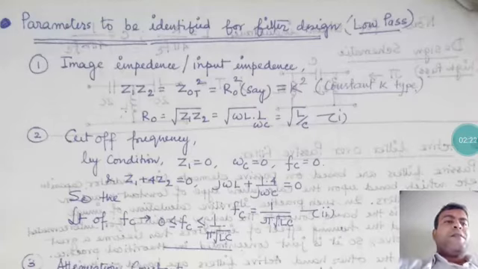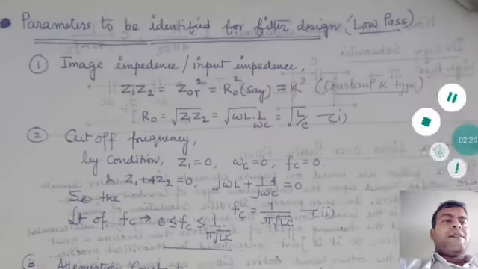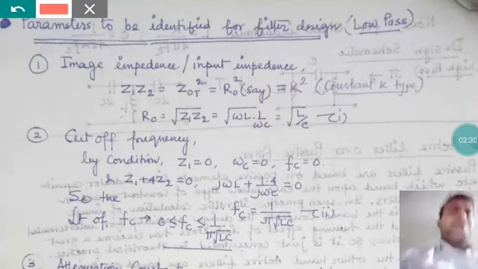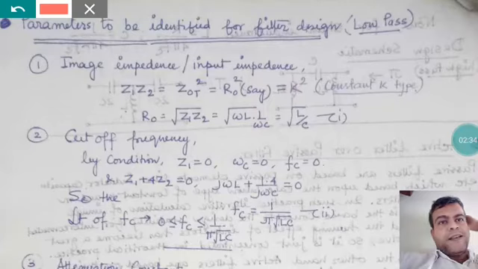Well, the next part is called the cutoff frequency. So what is the cutoff frequency? It is a particular point from where the pass band shifts to the stop band, or the stop band shifts to the pass band. Now what are the pass band and stop band?